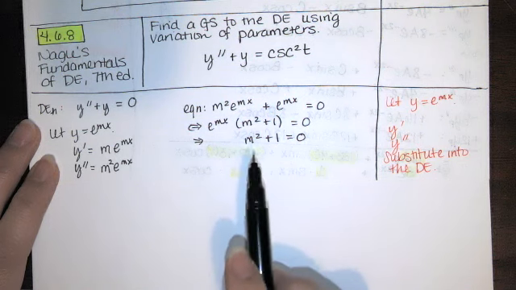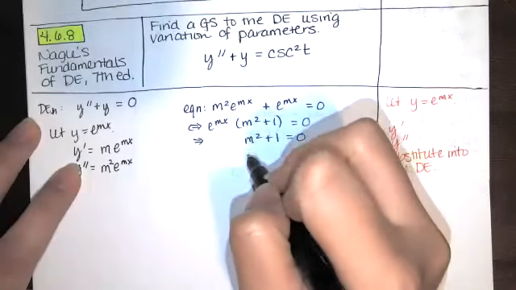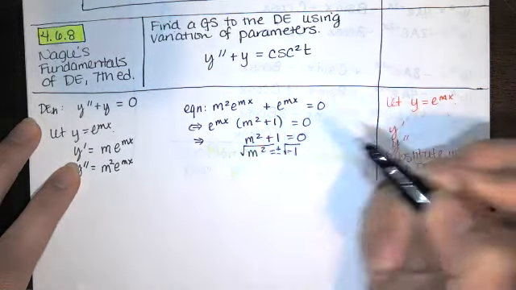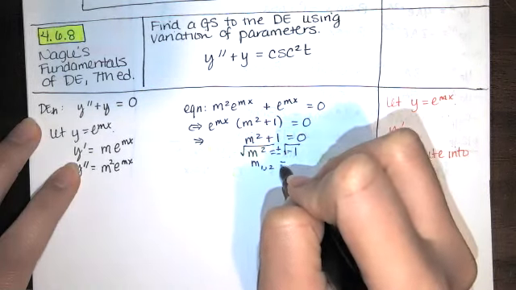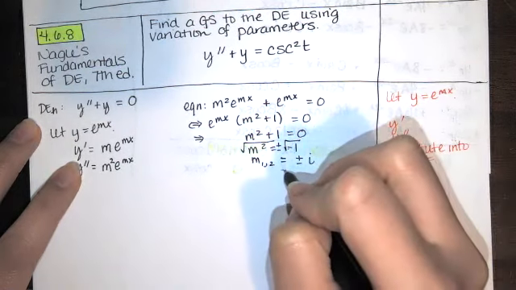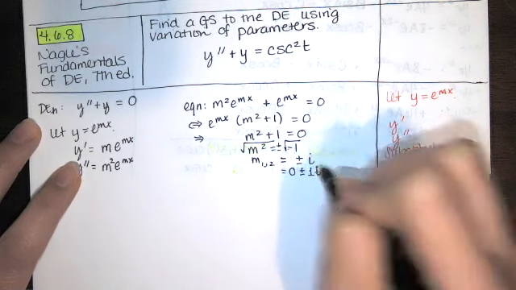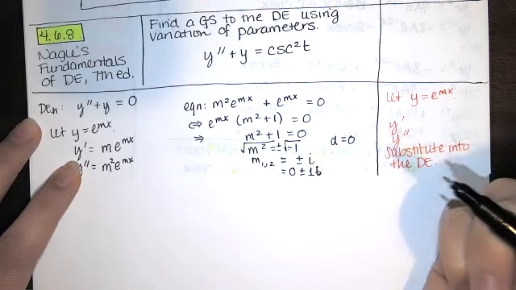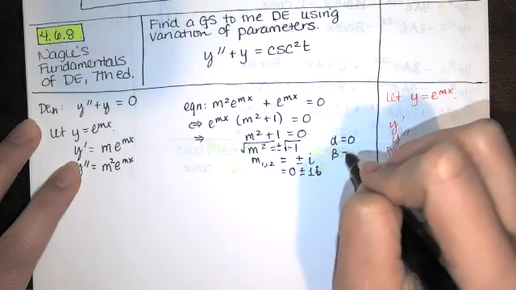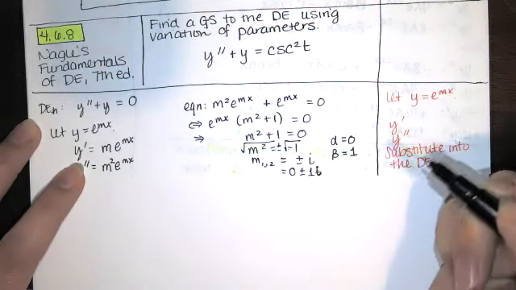This is the equation that must be satisfied by m if y equals e to the mx is to satisfy that equation. If we solve this for m by subtracting 1 from both sides and then taking the square root, don't forget your plus or minus. You have m1 and m2 are equal to plus or minus the square root of -1, which is just an i. So I can think of that as 0 plus or minus 1i. So alpha, that's the real part of those complex conjugate roots, is 0, and the imaginary part is just 1, plus or minus 1, but we'll think of beta there as 1.